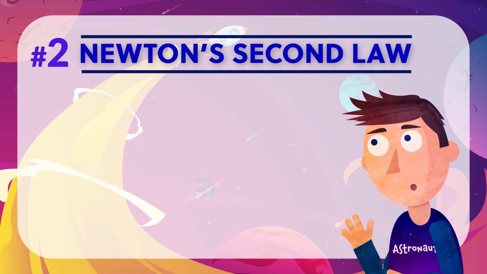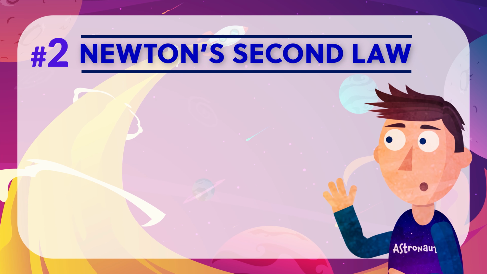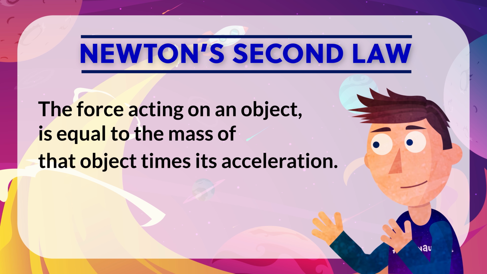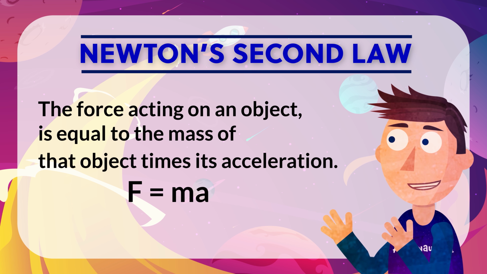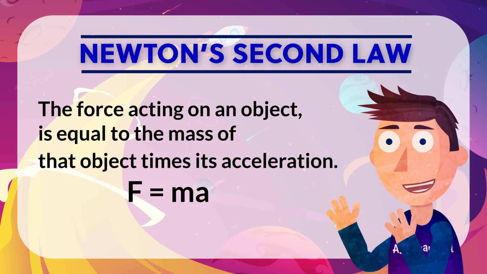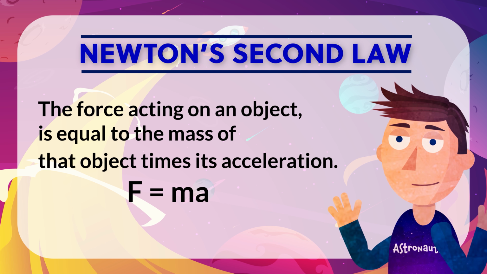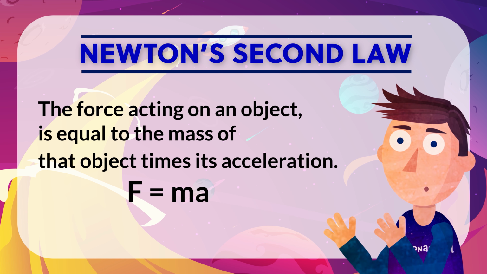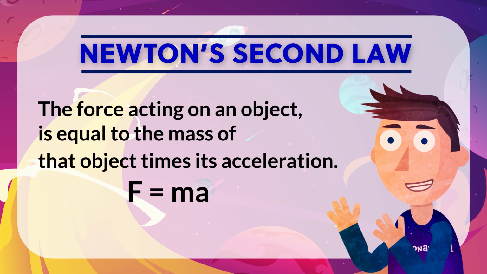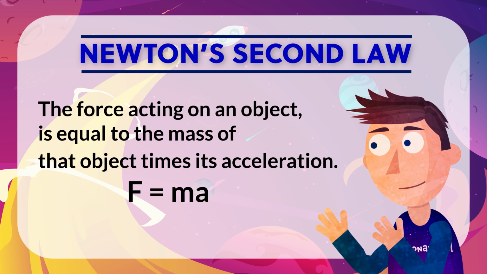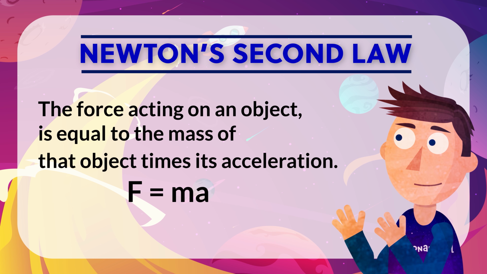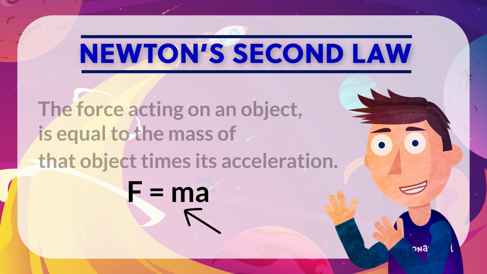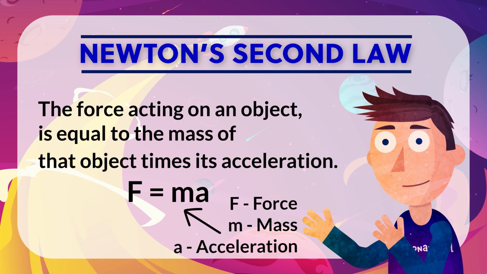Moving on to the second law of motion, it states, the force acting on an object is equal to the mass of that object times its acceleration, leading to the equation F = ma. So we talked about an external force in the previous law, and this law defines the nature of that force. It indicates that the total force applied on an object will depend on two things: the mass of the object and the acceleration it needs.